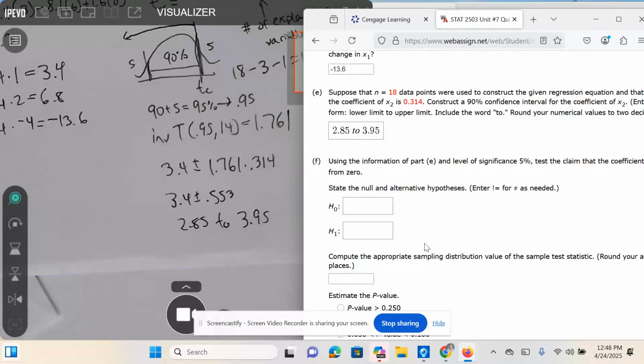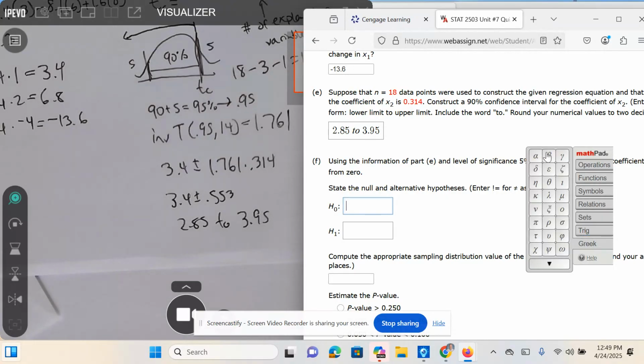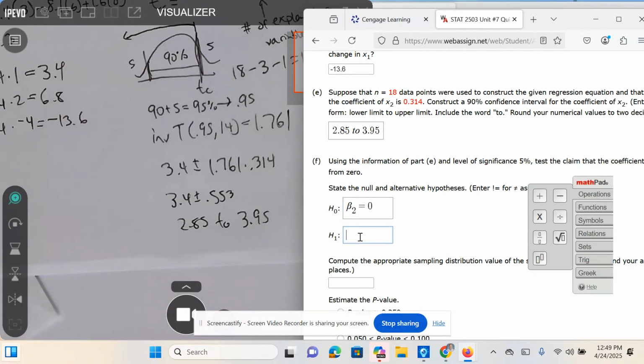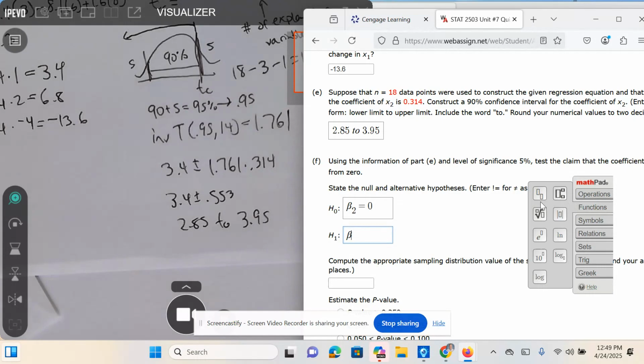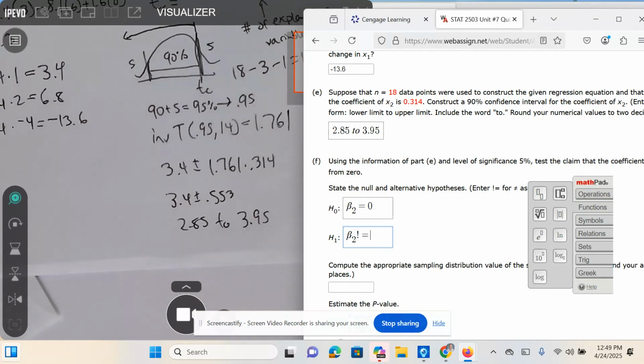Now we're going to do a hypothesis test to declare the coefficients different from 0. To do a hypothesis test, we're going to need beta again. But we're doing the second one, so beta is like the real slope for that second variable. So I'm going to go to Greek, beta, and go to functions and do the subscript. So beta sub 2, because it's the second one, and I assume it equals 0. What am I trying to prove? That beta sub 2 is different from 0. So that's beta sub 2 not equal to 0.